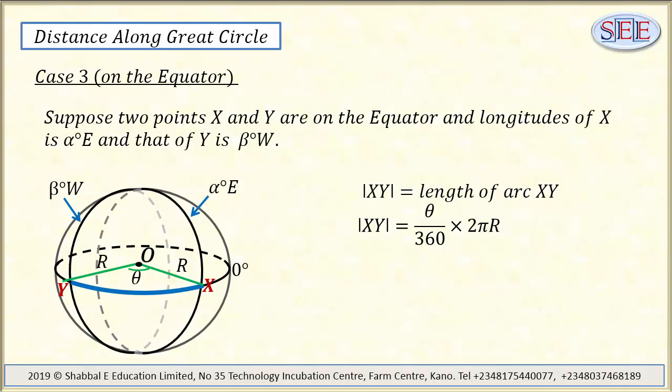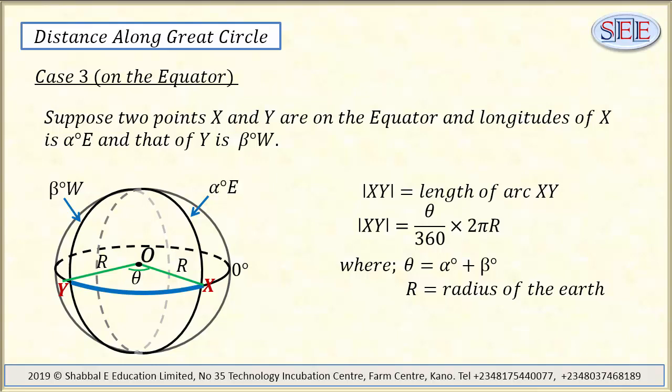The theta also, the angle subtended by the arc xy at the center of the equator, is now nothing but the alpha plus the beta, where alpha is the longitude of x, which is east, and the beta is the longitude of y, which is west. Why did we add? Because the two longitudes are in the opposite direction. One is east, the other one is west. If it happens the two longitudes are in the same direction, maybe they are both east or both west, then we subtract the smaller longitude from the higher one. But as the two are in the opposite directions, we add. That will give the angle subtended at the center.